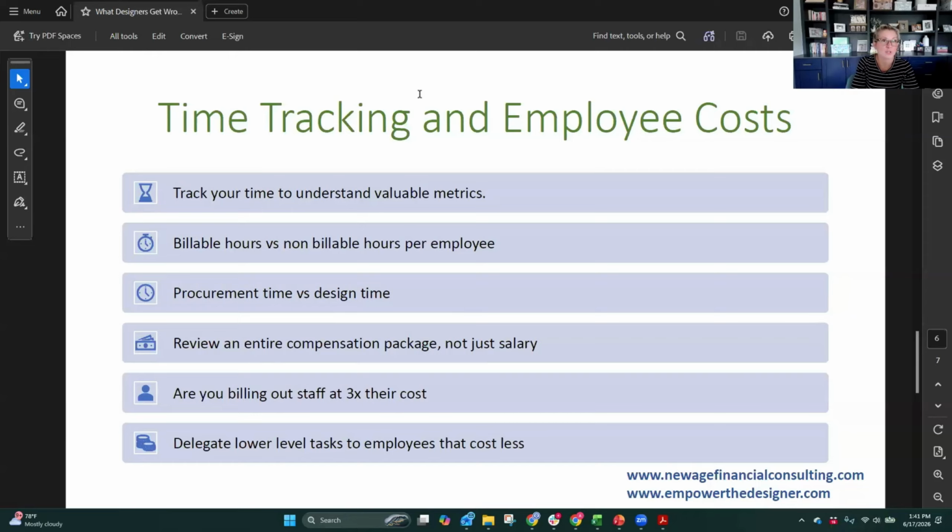How do you structure your projects? Is it a junior and senior on every single project? Is it just a junior and then a senior is overseeing a bigger project load? But make sure that that's clear. If it's not clear to you, it's probably not clear to the team. But you need to know billable and non-billable.